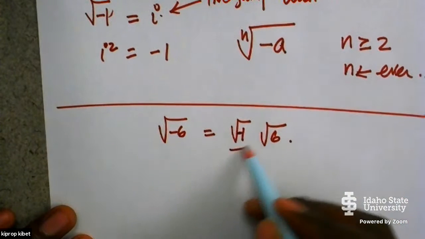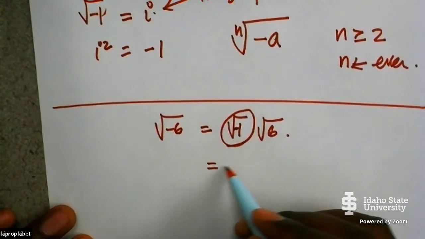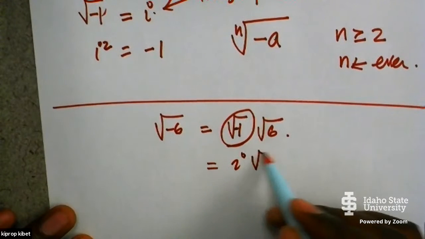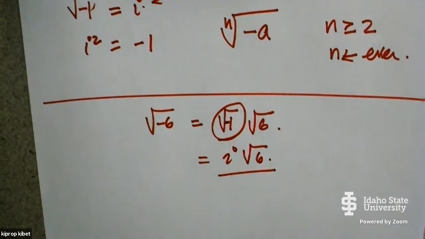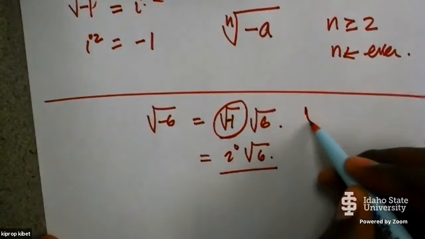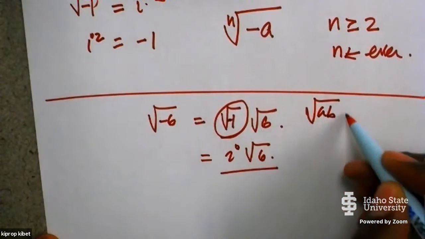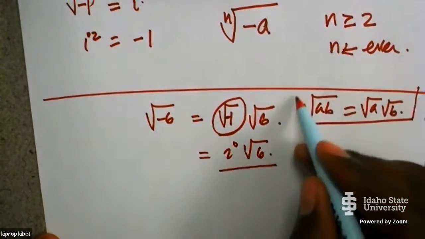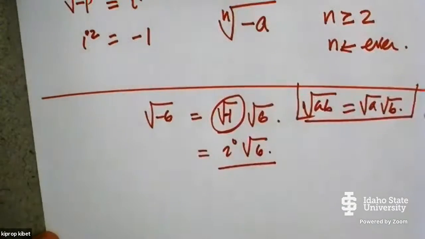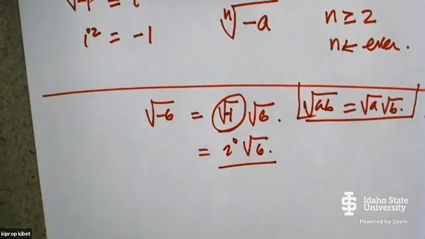Okay, so we know that the square root of -1 is equal to what? i, the square root of 6, i√6. If you recall, the square root of a·b is equal to the square root of a times the square root of b, right? So it is similar to this. The square root of -6 is similar to the square root of -1 multiplied by the square root of 6.